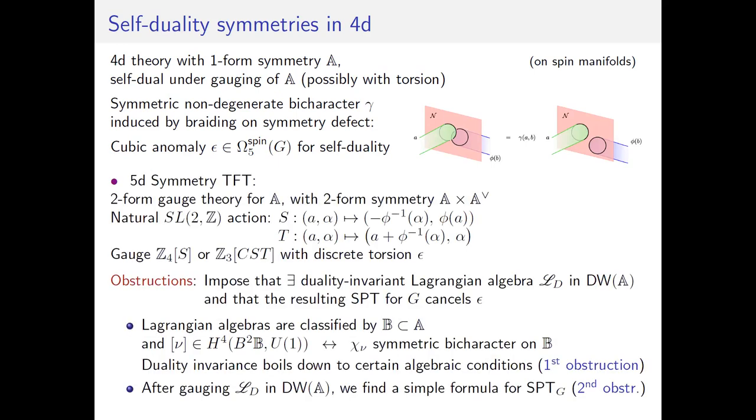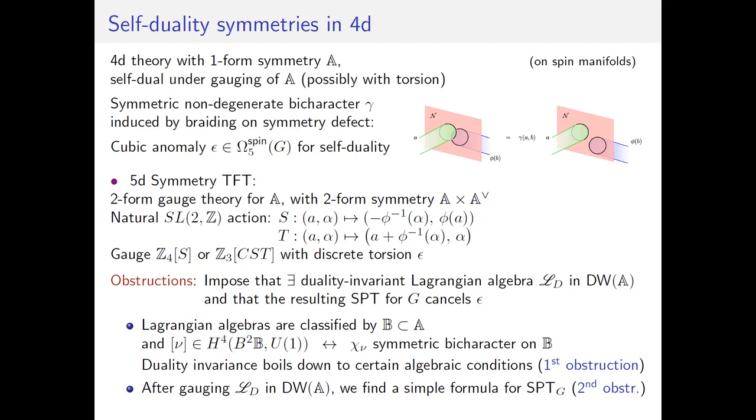So, once again, cutting the details because of lack of time, one can write down similar obstructions. The first obstruction will be some algebraic conditions on the subgroup of A and on a certain class that can be rewritten, this time as opposed to a symmetric, as an anti-symmetric B character on B. And the second obstruction instead can be written in terms of computing the SPT phase that you obtain from the fact that there exists a duality invariant Lagrangian algebra, and we have a simple formula for it, and requiring that this SPT exactly cancel against epsilon.